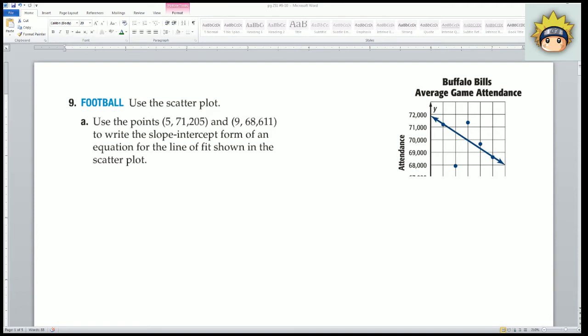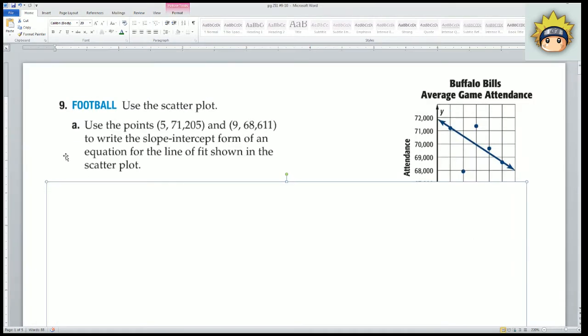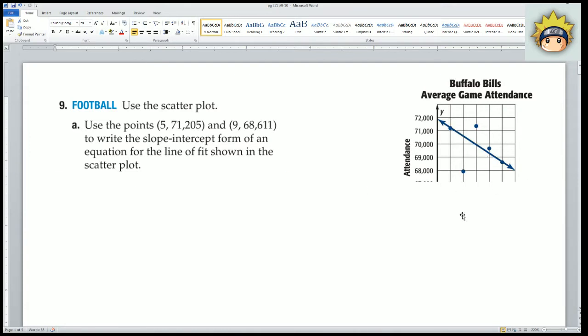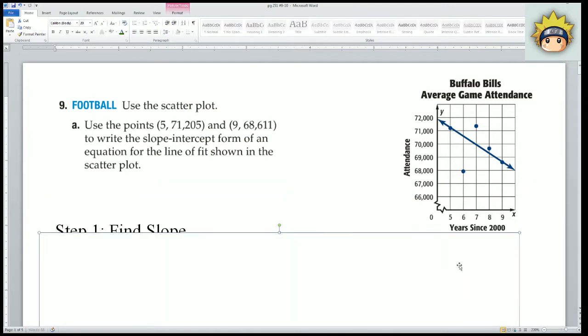This is the homework solution for page 251, problems 9 and 10. We have here number 10 on the board. It says, football. Use the scatter plot for this information. Here's the scatter plot.